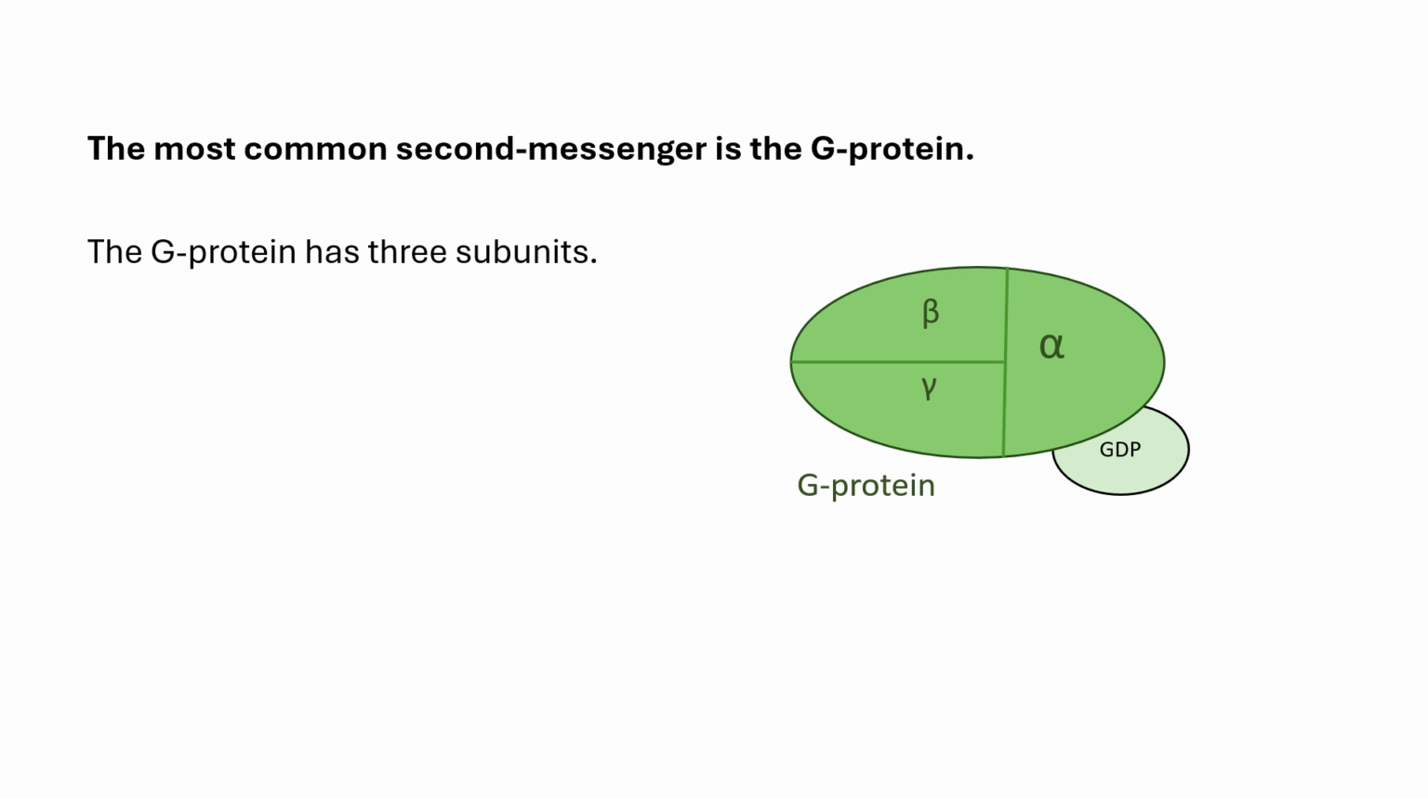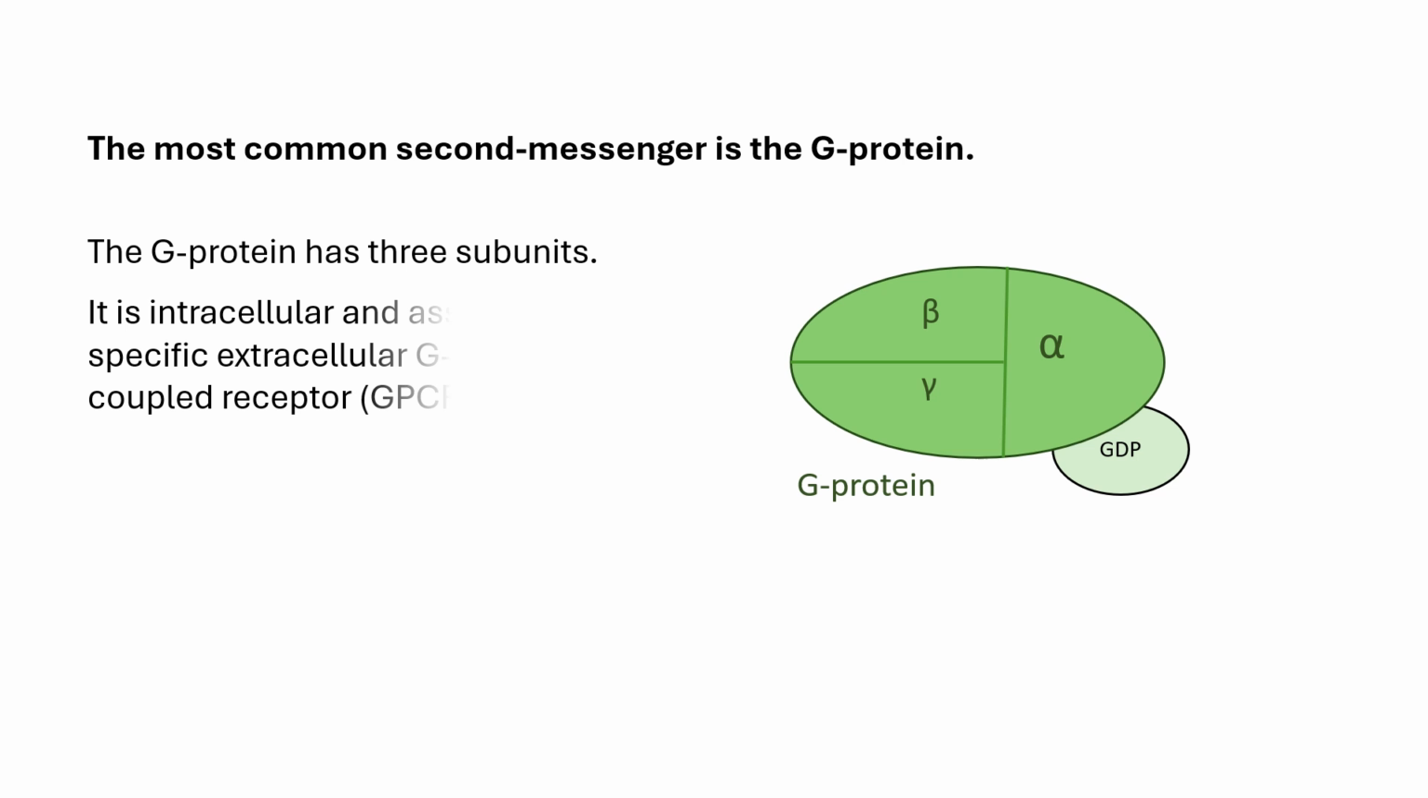The G protein is a peripheral intracellular protein, and it has three subunits. You can see there alpha, beta and gamma. So it is inside the cell, it is intracellular, but it's associated with a specific receptor that is on the surface of the cell, an extracellular receptor. This receptor is known as the G protein coupled receptor, and you may see these initials in various scientific articles, GPCR.